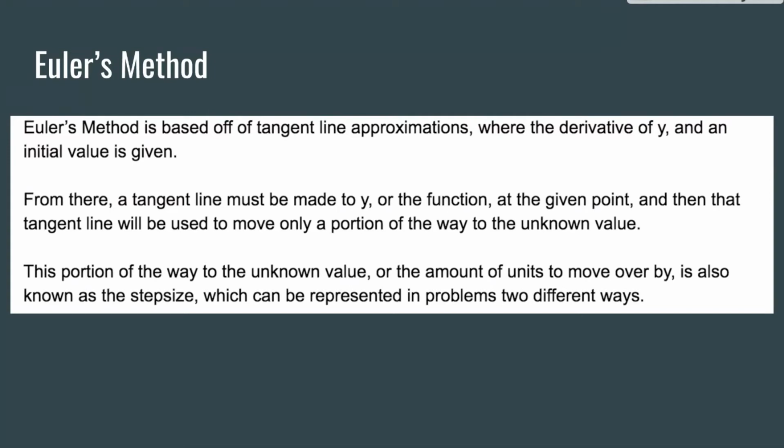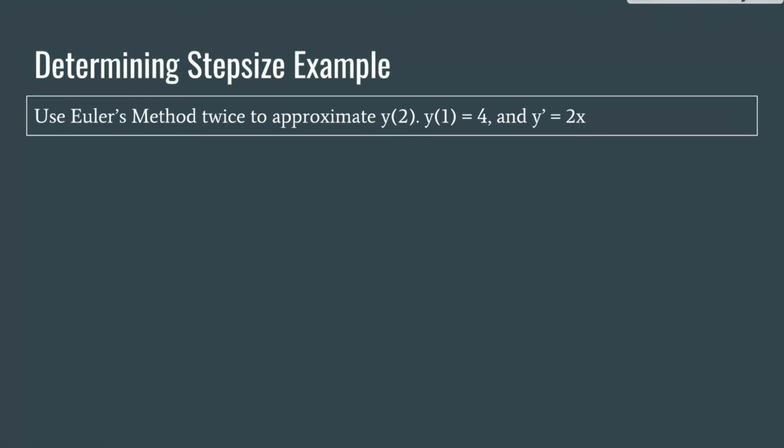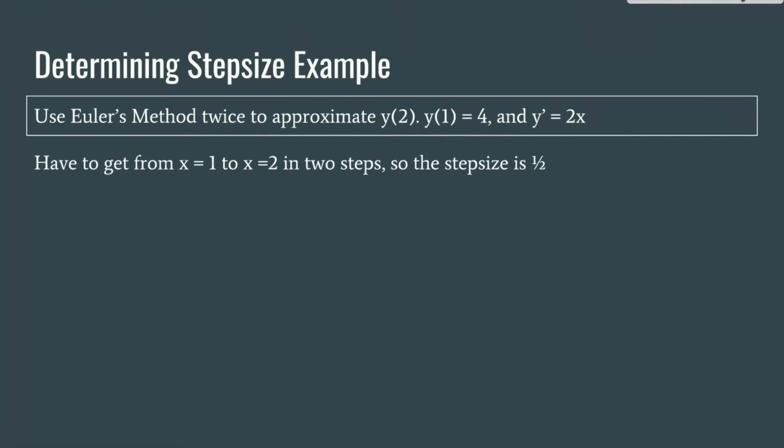If the problem says use Euler's method twice, 3 times, 4 times, and so on, then you must determine the step size for yourself. But how do you do that? Let's look at an example and figure it out. This problem says to use Euler's method twice to approximate y of 2, and it gives us the initial condition y of 1 equals 4, and the derivative function y prime equals 2x. We know that we have to get from x equals 1 to x equals 2 in 2 steps, meaning that the step size has to be 1/2, as the only way to get to 2 from 1 in 2 steps is to increase by 1/2.